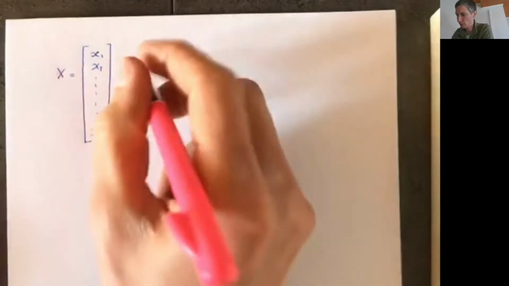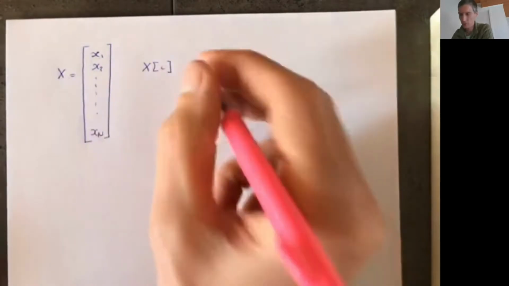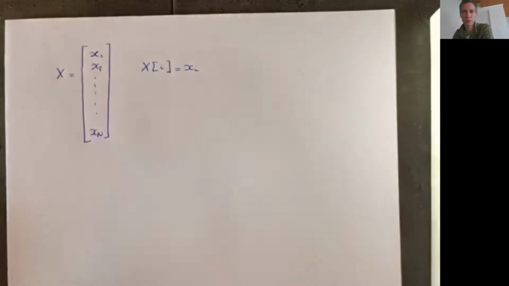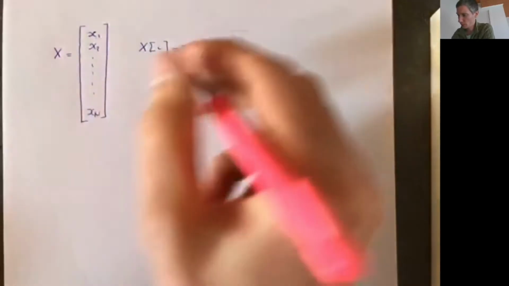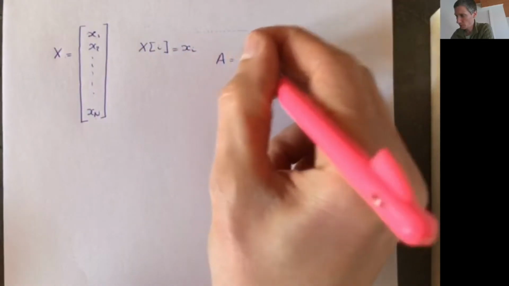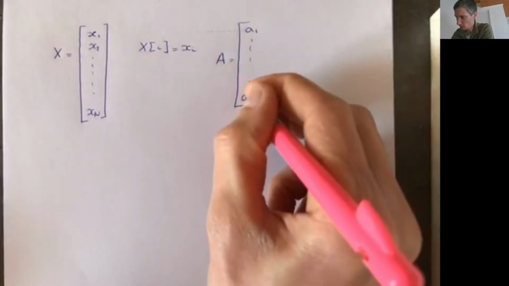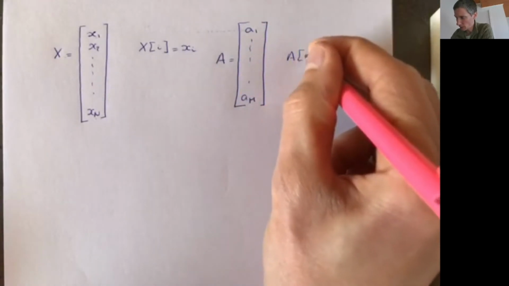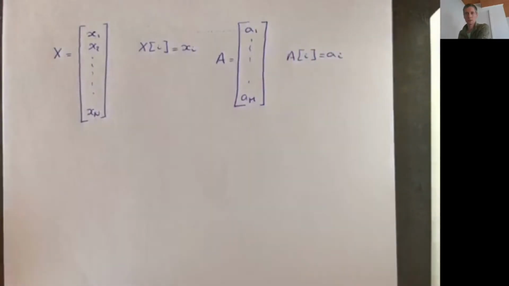Okay, and the ith element of this vector is going to give you the ith value of the state, so the value of state i. So that's the first thing. Then we can do the same thing with our A. This is A1 until AM. So here the ith element of this vector will give you the action Ai.